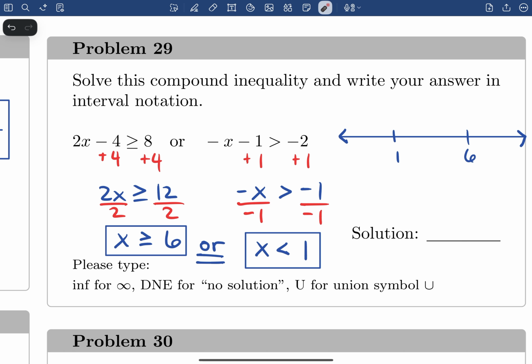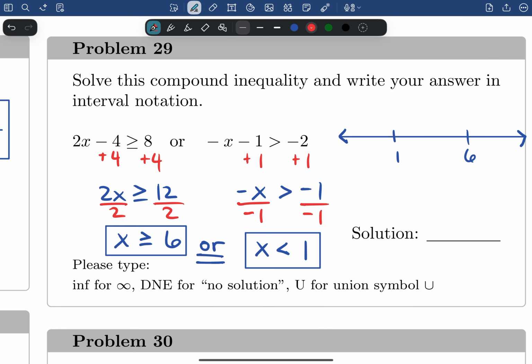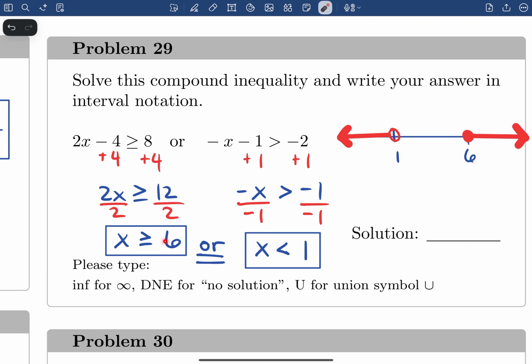And now I think about each one separately. Like x is less than 1, so I'd have an open dot at 1, and I'd shade the region to the left. This is the inequality x is less than 1. Now, when I look at x is greater than or equal to 6, at 6 there would be a closed dot, and I'd shade the region to the right of 6, because x is the variable that could be anything bigger than 6, bigger than or equal to. So this is my solution graphically.